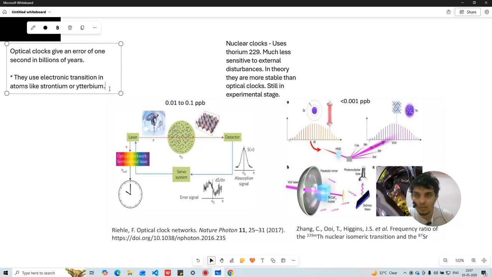Most practical clocks today, possible with current technology, okay.